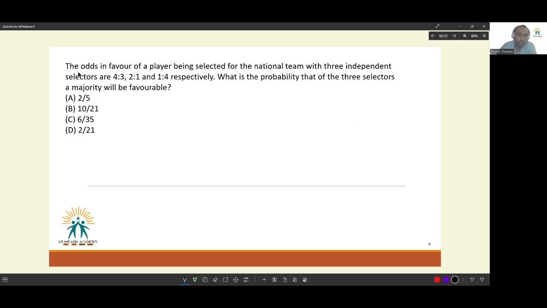Next, the odds in favor of a player being selected for the national team by the 3 independent selectors are 4:3, 2:1, and 1:4 respectively. See, these are odds in favor. So the probability of the first guy getting selected is 4 by 7. The probability of the second selector making that selection is 2 by 3. And the probability of the third selector making that selection is 1 by 5. What is the probability that of the 3 selectors, a majority will be favorable?